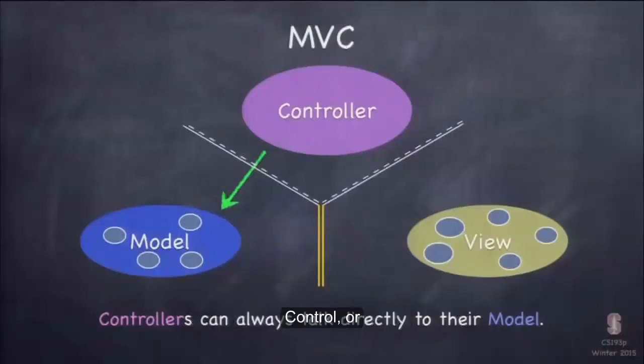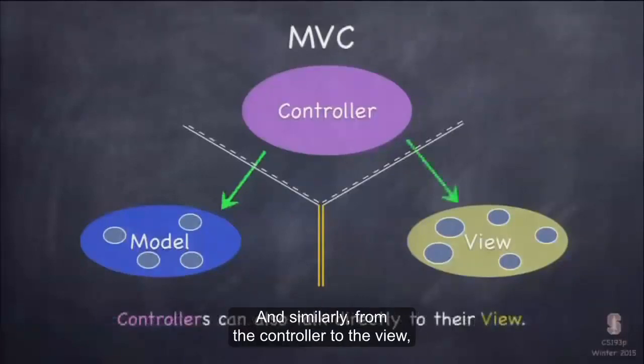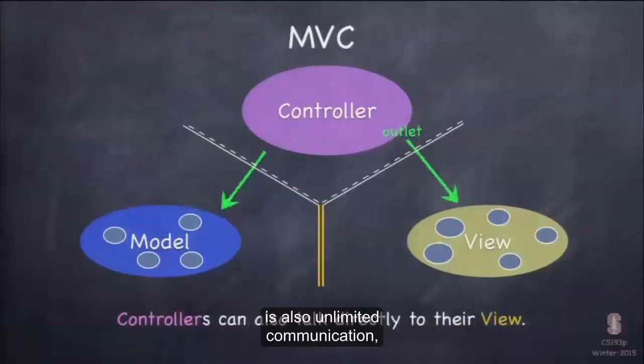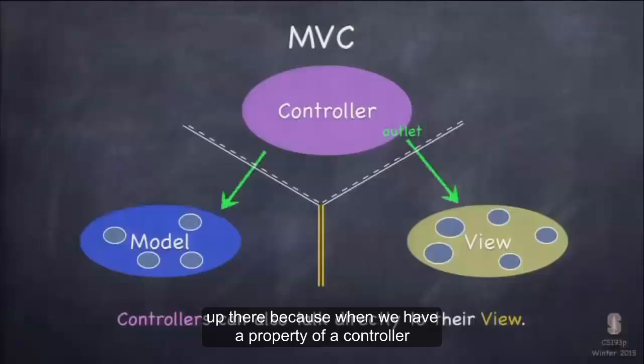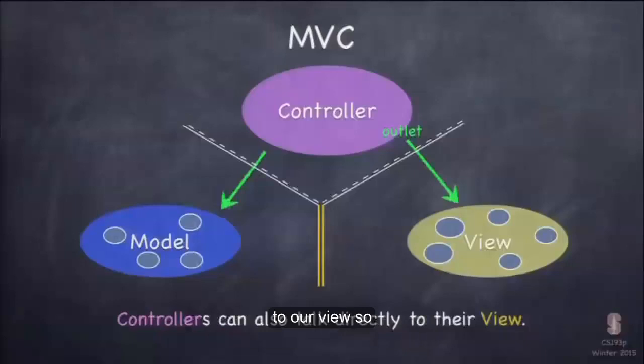This is a one-way arrow from the controller to the model. And similarly, from the controller to the view is also unlimited communication, because the controller is responsible for using its own minions. The view is the controller's minions to lay out the user interface and all that stuff. So the controller can do anything it wants. I put that little green word outlet up there because when we have a property of a controller that points into the view, we call it an outlet. Okay, and you're going to see that in the demo on Wednesday. I'm going to say, oh, let's create an outlet from our controller to our view so our controller can talk to its view. All right?